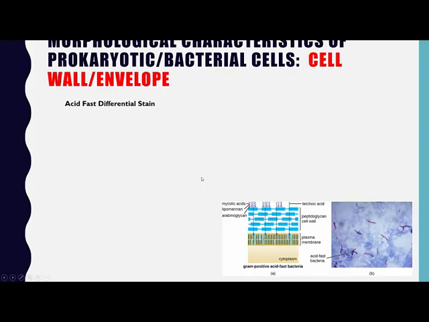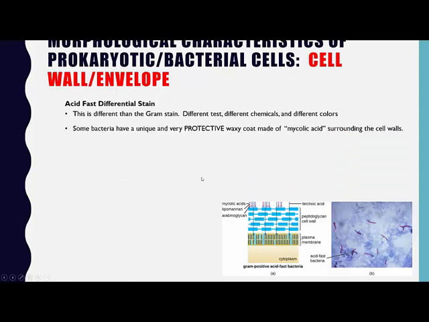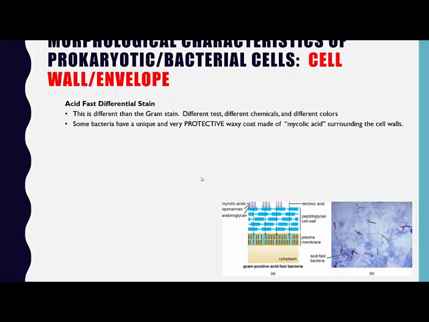Now this stain has different chemicals with different colors, totally different. So erase the gram-positive, gram-negative thing for just a moment. I will slightly refer to it, but just different colors, okay? So the acid-fast stain is different than the gram stain. It's a different test, different chemicals, and different colors. Now, it turns out that some bacteria have a very unique and very protective waxy coat, and that waxy coat is made of a substance called mycolic acid, and it surrounds the cell wall, okay?